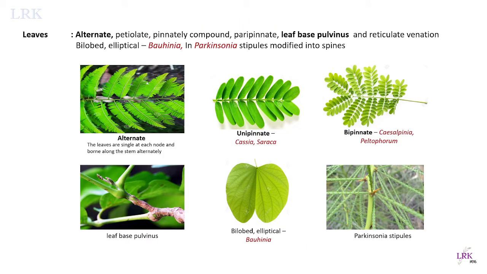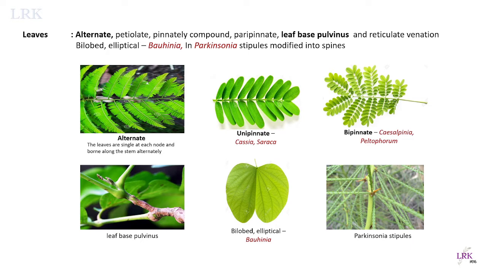Now when coming to the leaves, leaves are alternate. What is the meaning of alternate leaves? You can see only one leaf develops from each node. The leaves are single at each node, and they are borne along the stem alternately. See, one leaf alternates with the other leaf, alternates with the other leaf. So in this way, at each node only one leaf is present. So the leaves are alternate.